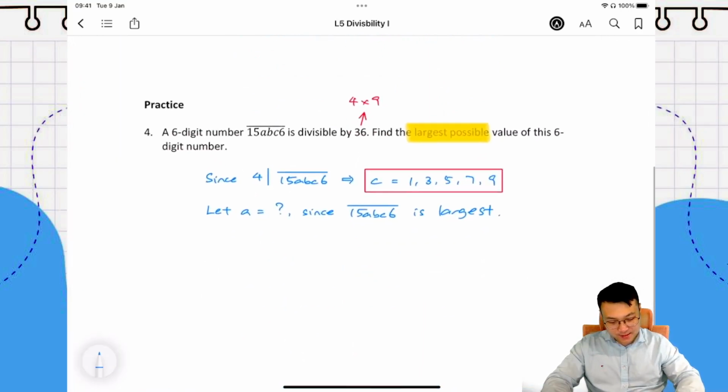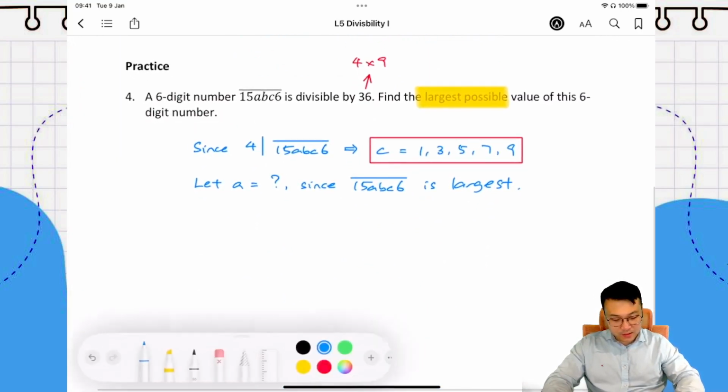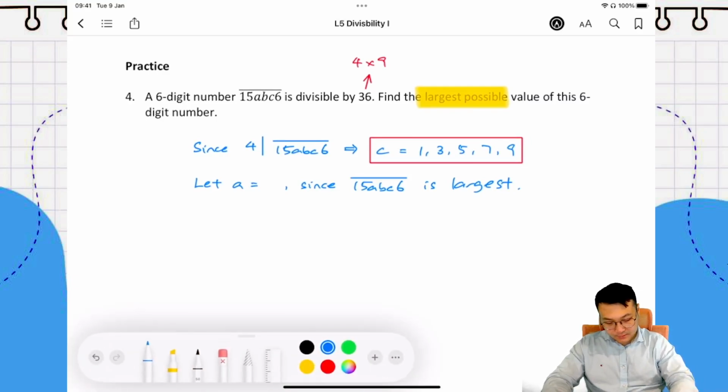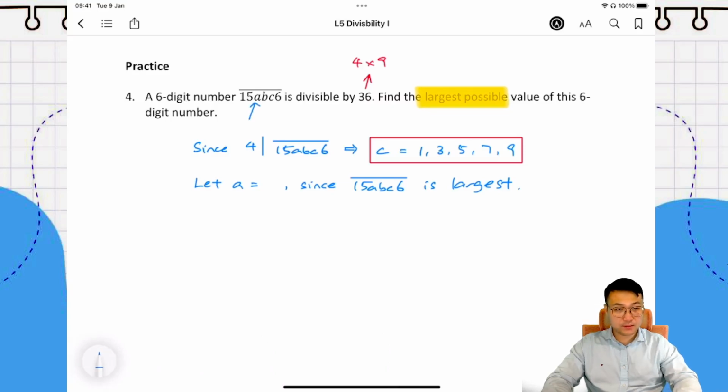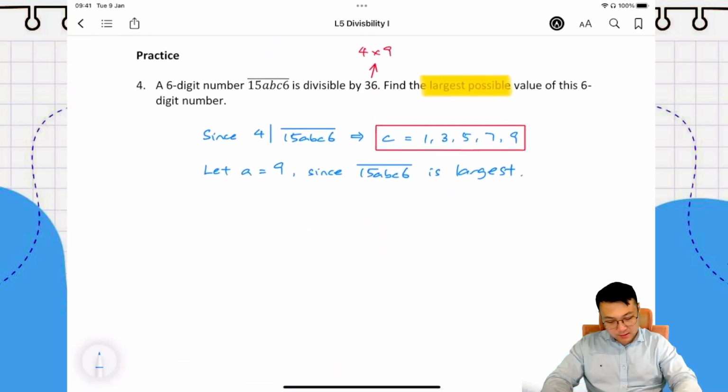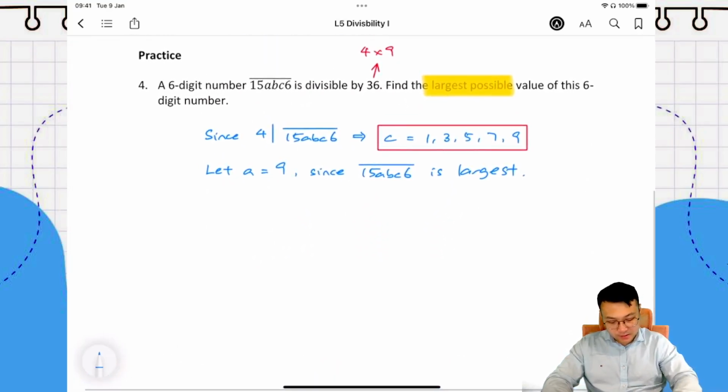Okay, CJ, if I want my number to be as big as possible, what should I let A become? A is over here. What digit should it be? 0, 1, 2, 3, 4, 5, 6, 7, 8, or 9? 9. 9, yes, because I want it to be as big as possible, okay? So if A equals to 9, then the entire number is as large as possible. Sum of digits. Let's find the sum of digits.